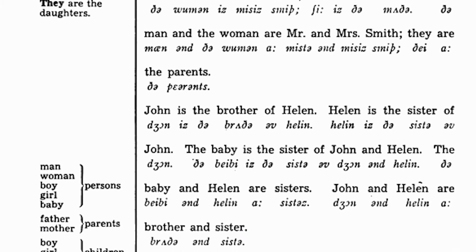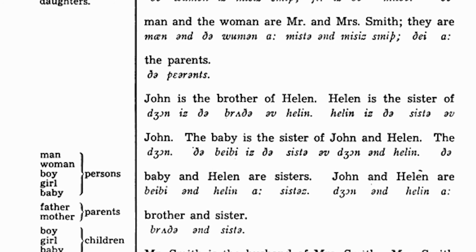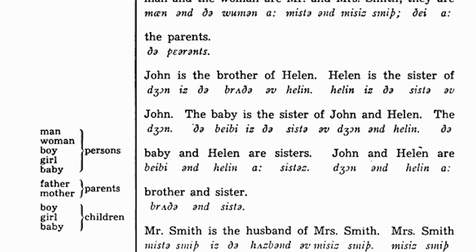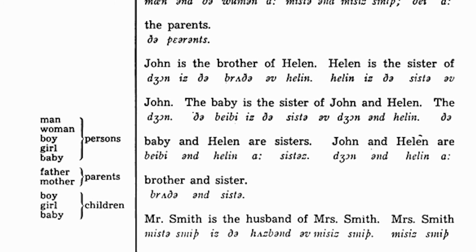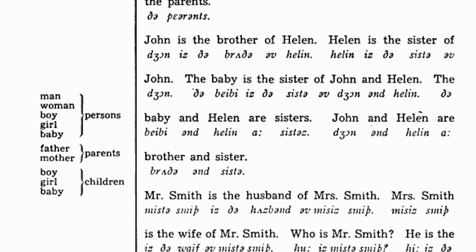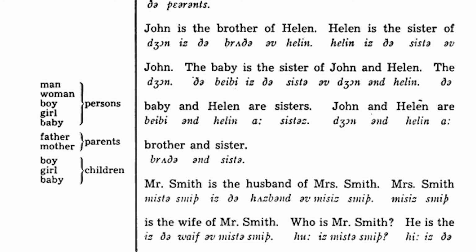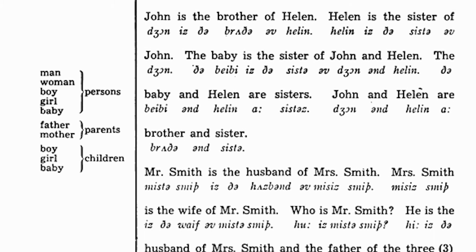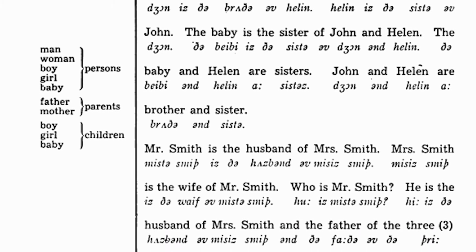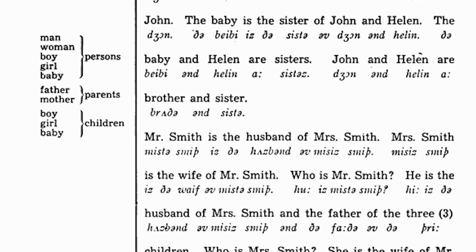John is the brother of Helen. Helen is the sister of John. The baby is the sister of John and Helen. The baby and Helen are sisters. John and Helen are brother and sister. Mr. Smith is the husband of Mrs. Smith. Mrs. Smith is the wife of Mr. Smith.